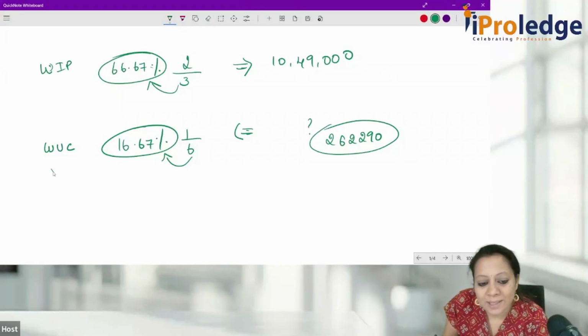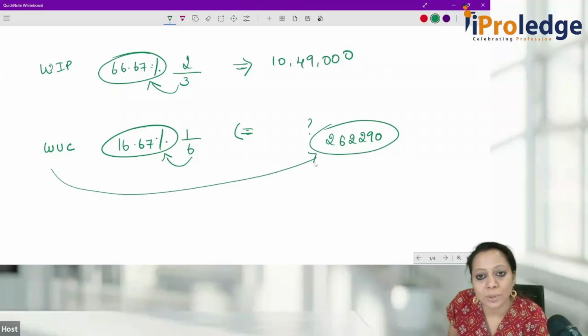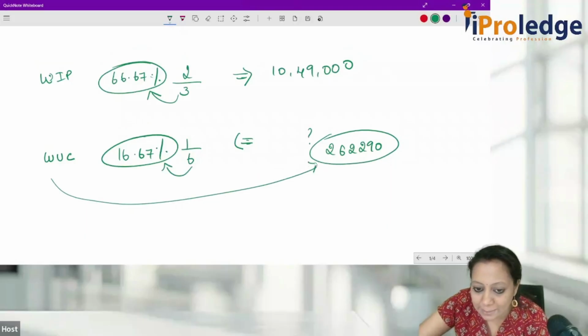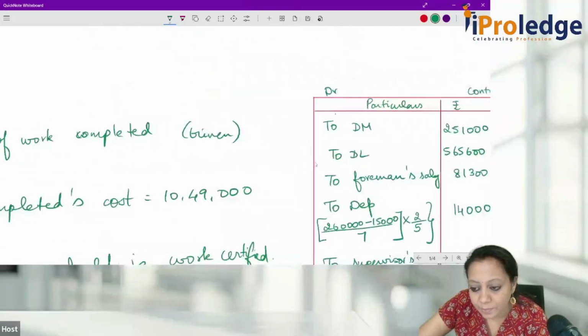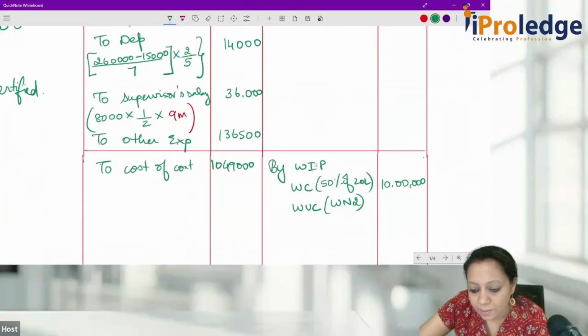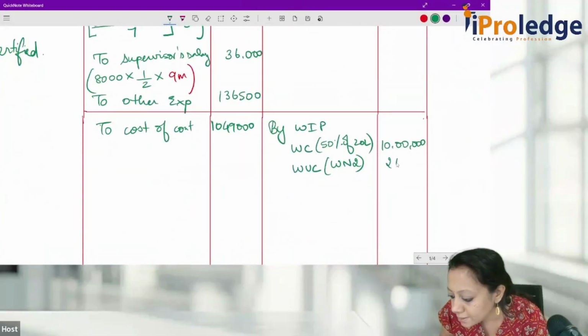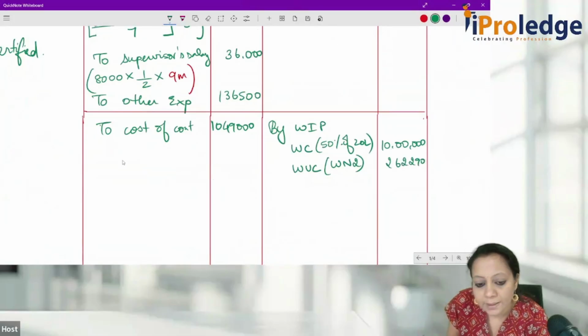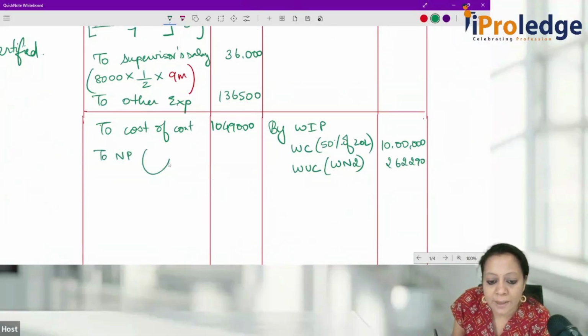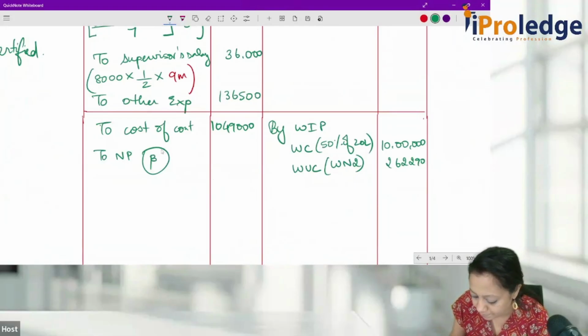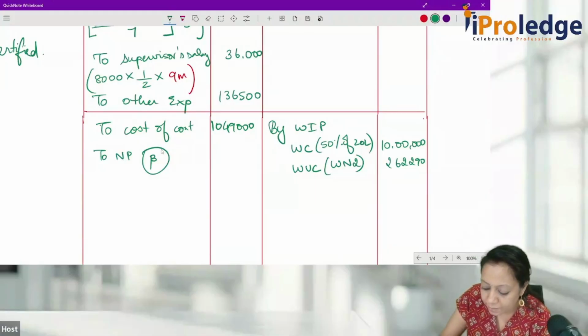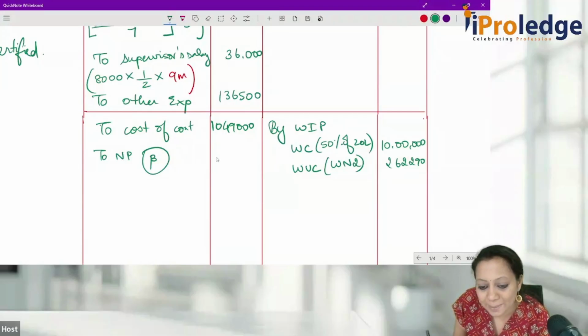So the moral of the story is work uncertified is 2 lakh 62,290. Shall we proceed, everyone? Yes. So this is 2 lakh 62,290. That means whatever is the balancing figure will be notional profit. Are we getting 2 lakh 13,290? Right.